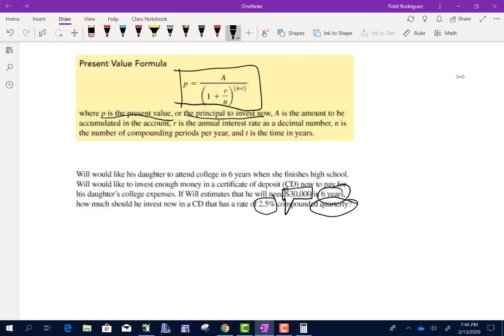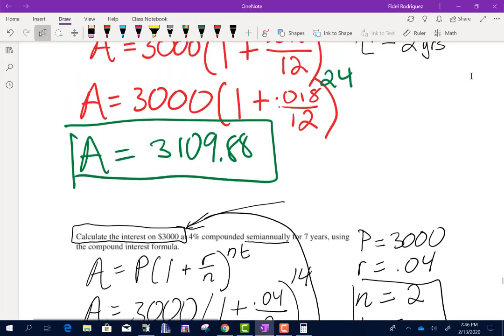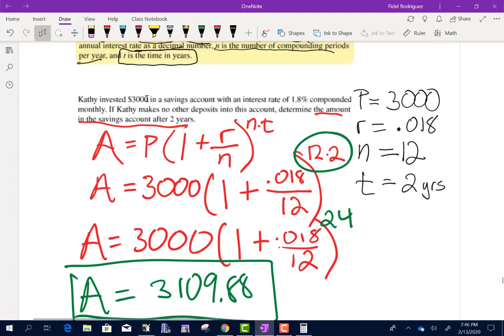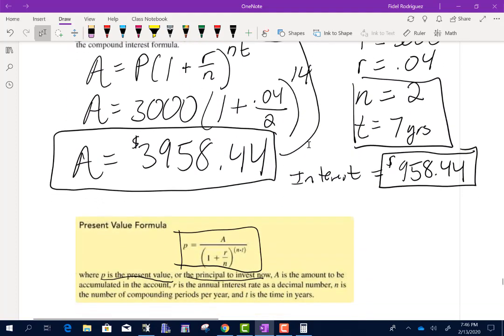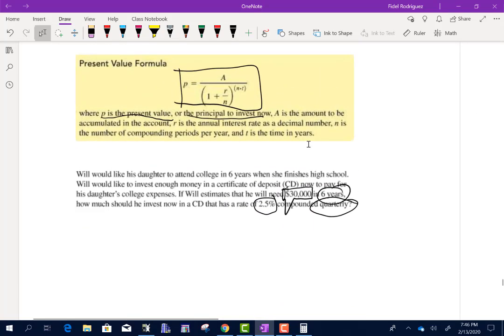The compound interest formula, let me scroll back up here. Okay, the compound interest formula says you have so much money right now, how much are you going to have in 2 years? Or you have X amount of dollars right now, how much are we going to have in 7 years? The present value formula says, how much money would I have to put in the bank today so that I'll have X amount of dollars in so many years, okay? So how much do I need to put now so that I will have so much later on? Okay, that's why it's called the present value formula. How much do I have to presently have so that in the future I'll have a certain amount?